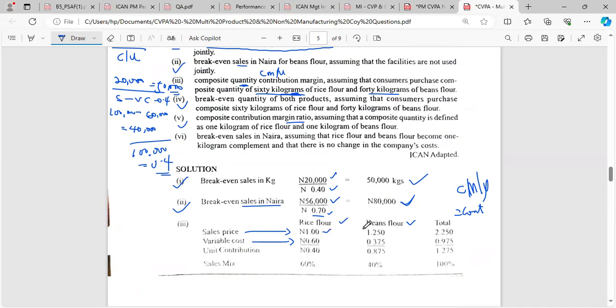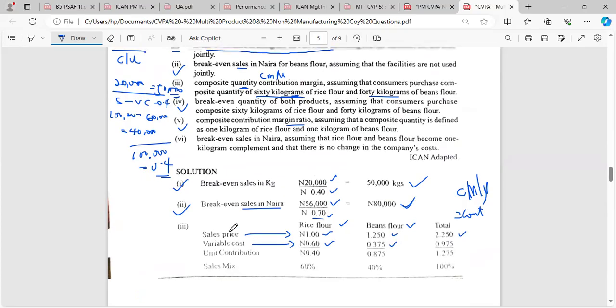1.25, correct. These are selling price per unit. And this is the total. We need it. Then the variable cost per unit, we've done it before, 0.6 and 0.375. Let's confirm.